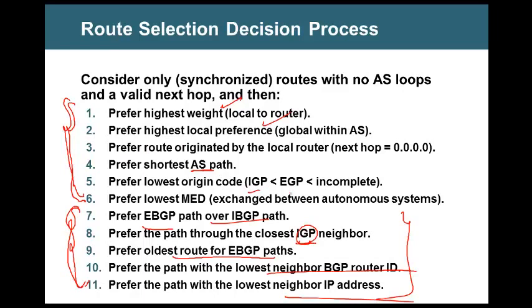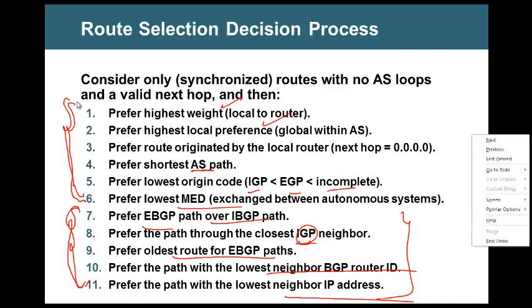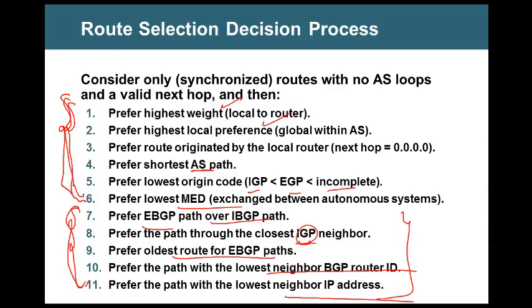And I is preferred over E and E is preferred over incomplete. So this also can be to an extent manipulated, and MED can be manipulated. So these are the metrics that we are going to concentrate on for today's class. 11 metrics, out of which the first 6 we are going to concentrate on.